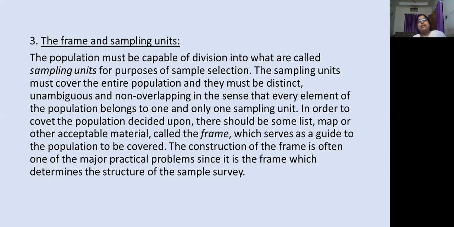The frame and the sampling unit. The population must be capable of division into what are called sampling units. For the purpose of sample selection, the sampler must cover frame and sampling unit. It means, if I have to select 50 students from my college, how am I going to select? College population means BA, BCom, BSc. Then first year, second year, final year. And then girls and boys.